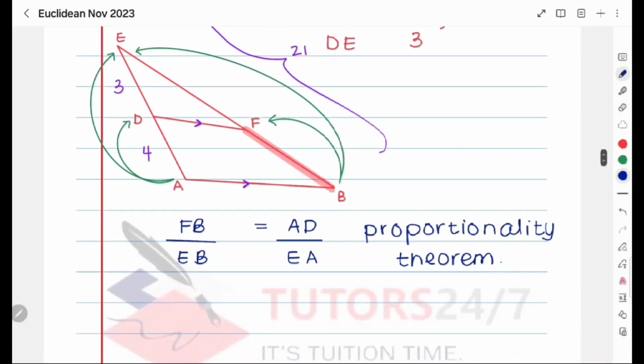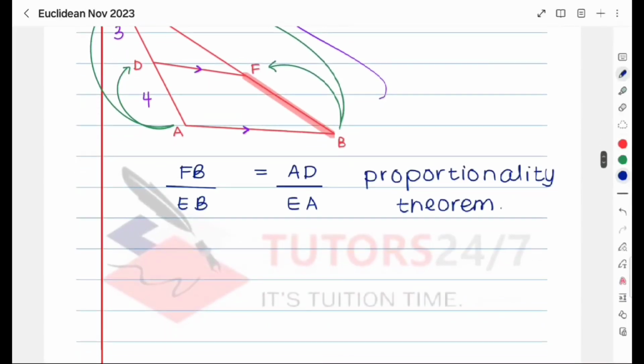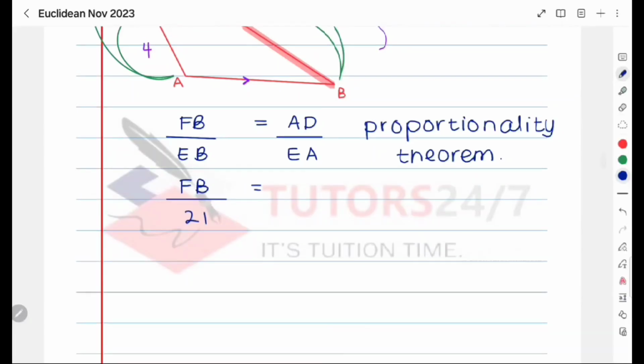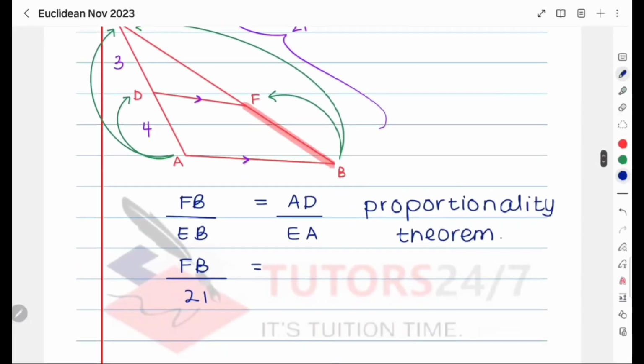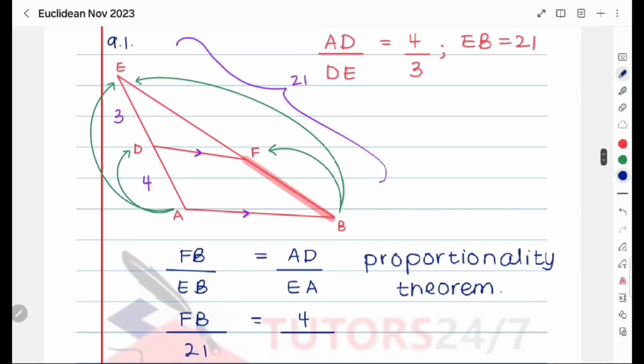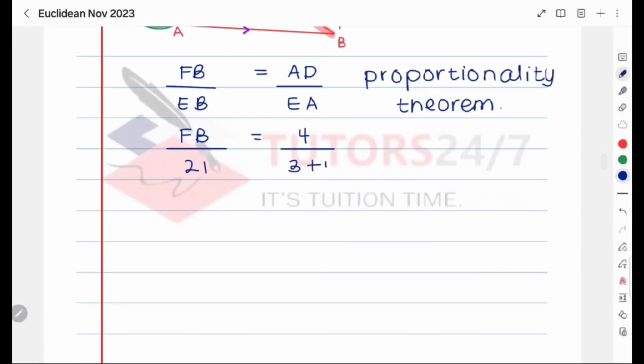And that is it. Now, from here, we are going to substitute. So FB, that is what we are looking for, it is going to remain FB over EB, that was given to us as 21, is equal to AD, the ratio of AD is 4, over EA, the ratio of EA is 4 plus 3, so it is going to be 7. Take note that because we are using the entire line, just add the ratios on that line. So it is going to be 3 plus 4, which is 7.